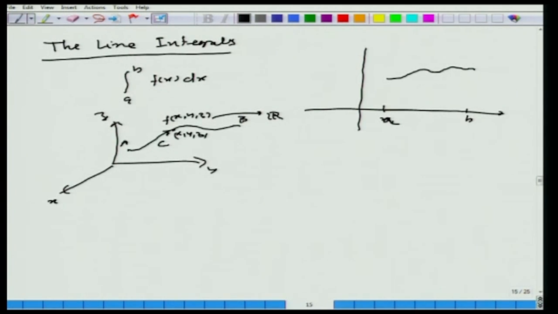So, we are supposed to define the notion of integral of this f over this curve C in a certain sense, and we will take it over the arc length. So, S denotes the arc length, which is the distance from a fixed point to a movable point. Let us say point A is fixed. The arc length S is the length of this curve from A to P. As P moves along this, S increases.